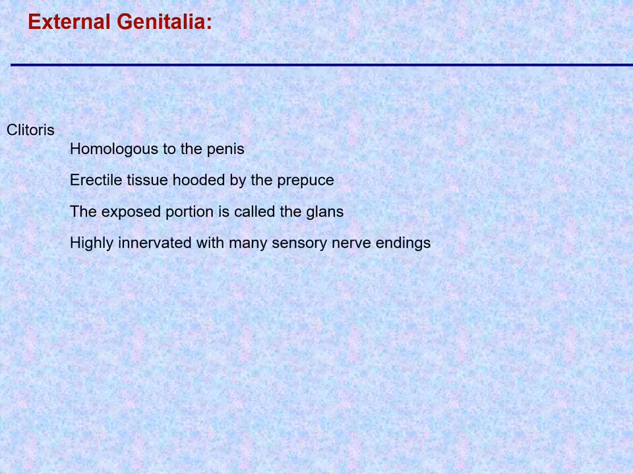Now, as I told you, between males and females there are homologous structures. So in fact the penis is homologous to the clitoris. It's a homologous pair of structures that have differentiated into seemingly quite different structures but originate from the same kind of tissue. They both have erectile tissue.